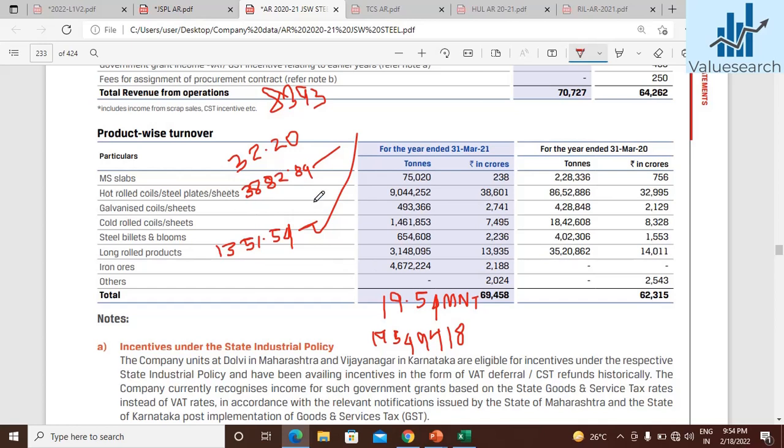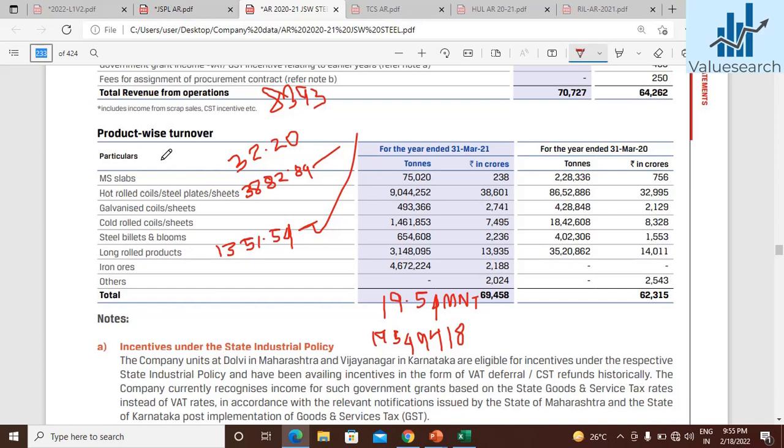Let us just look at this. This is company's standalone basis performance, and that was company's console basis performance. So what was their net profit earned from the sales of hot rolled coils on standalone basis was 3882.89 crore rupees. And just remember this number, 3882.